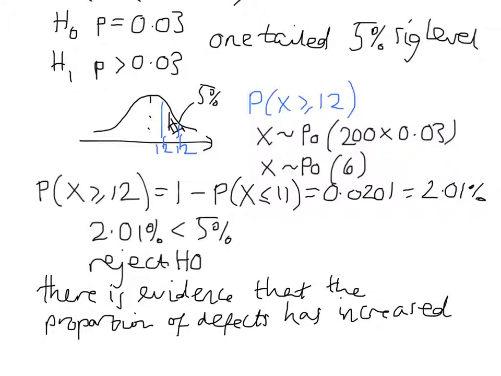Now, I would always recommend that you pick out this wording directly from the original question. Don't get smart, don't try and overcomplicate things. We are being asked specifically in this case about proportion, defects, and whether it's increased. So I've stolen those words. Make it easy for yourself. Once you've written that final sentence, the question is done. You've got full marks. Well done. Move on.